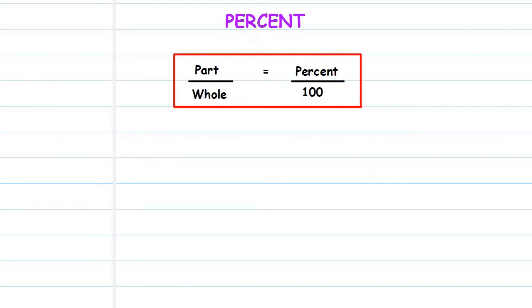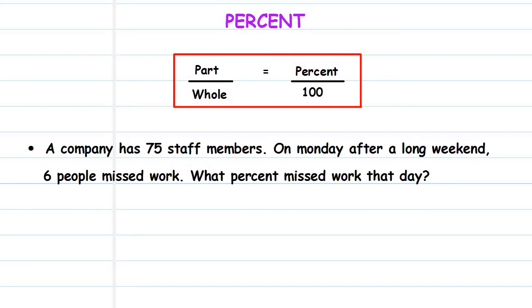So let's try another approach that might help us with this type of question. When we come across story word problems, it might be useful to use this formula instead. Part over whole equal to percent over 100. Let's try using this formula to solve the problem that we just saw earlier. For this one, a company has 75 staff members. On Monday after the long weekend, 6 people miss work. What percent miss work that day? We have to try to relate this question to the formula above. In the formula, there are 3 major components: part, whole, and percent.